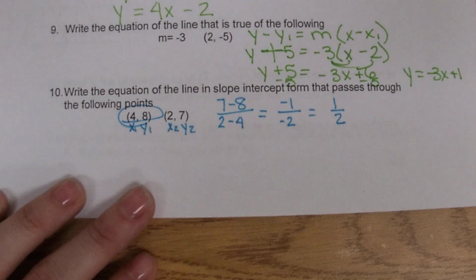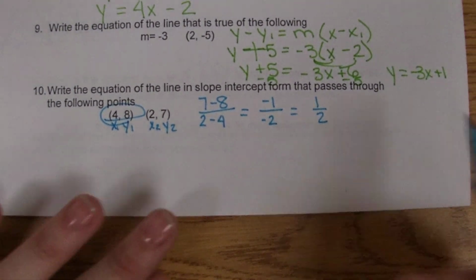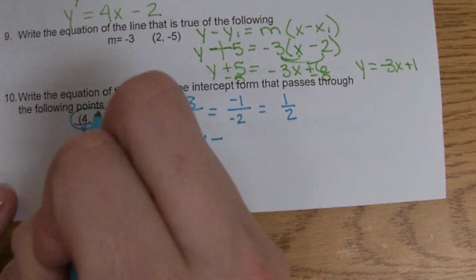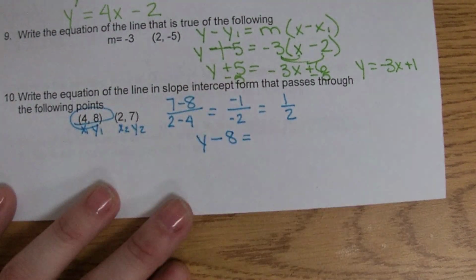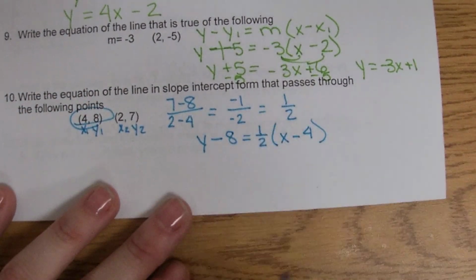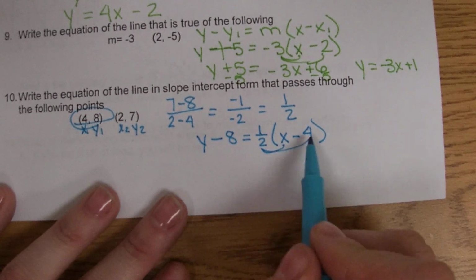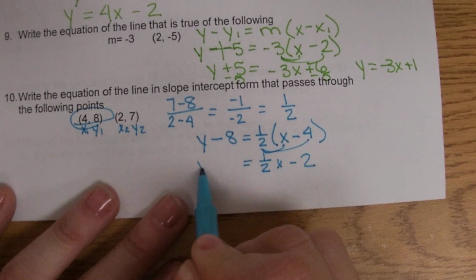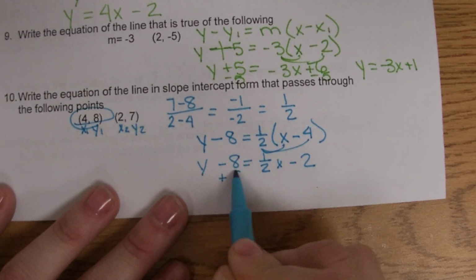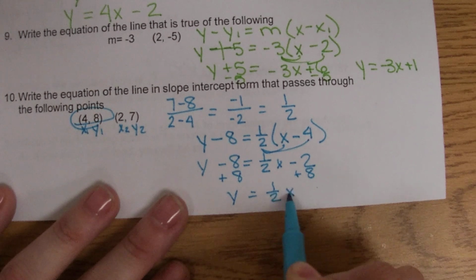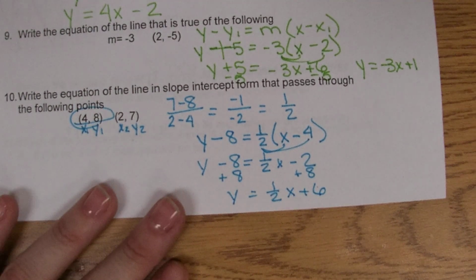Then we will pick one of our points, and we will plug into point slope form, that same formula we used up here. So we'll say y minus, the y coordinate is 8, equals 1/2 times x minus the x coordinate, which is 4. We need to distribute for slope-intercept form. And then undo subtracting 8 by adding 8. And we'll get y equals 1/2 x plus 6.